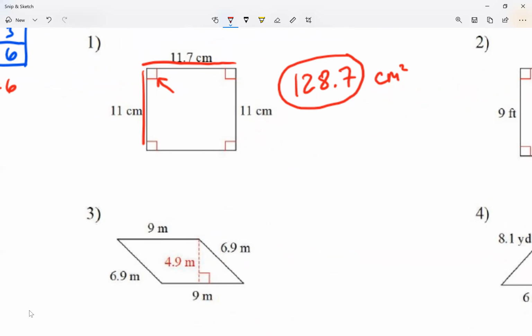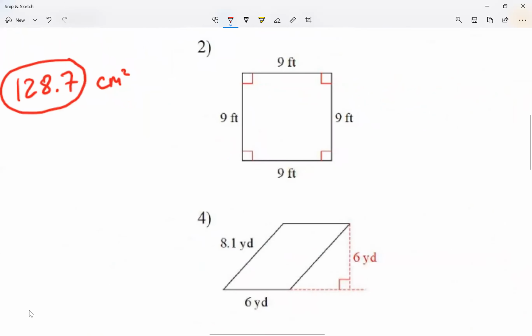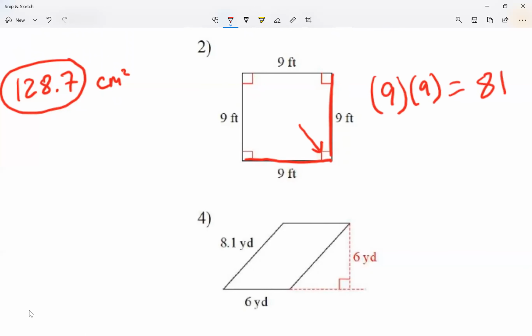If there's more than 1 decimal place, I'm going to round it to the nearest tenth if necessary. Looking at question number 2, right? Any 90-degree angle, I'm going to choose this one. I've got choices. Just choose one of them. I'm going to multiply the two numbers that meet at that corner. So this is one of my sides. This is the other side. So I'm just going to go 9 times 9. As a matter of fact, let me write it down: 9 times 9. I'm multiplying those two numbers, and my answer in this case is 81.